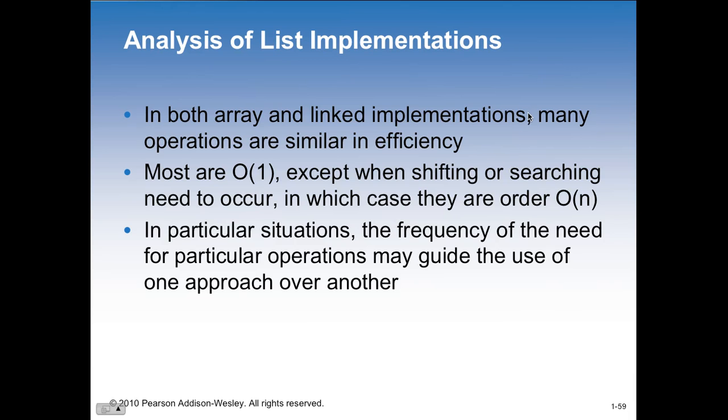Many operations are similar in efficiency, actually, between the two. They both have pros and cons. Most are big O of one, except when shifting and searching need to occur, and then it depends upon how much searching and sorting actually needs to be done. In this case, you can increase it by the order of how many times you have to rewrite that list. It's going to raise the big O notation.